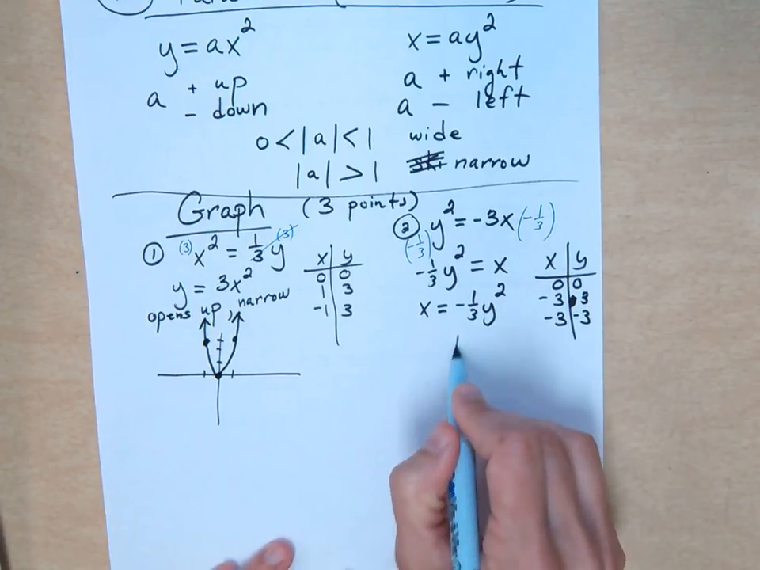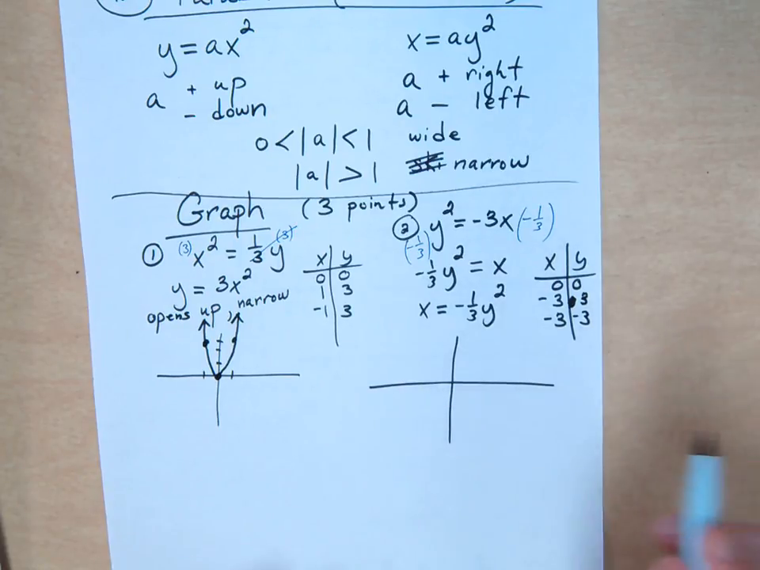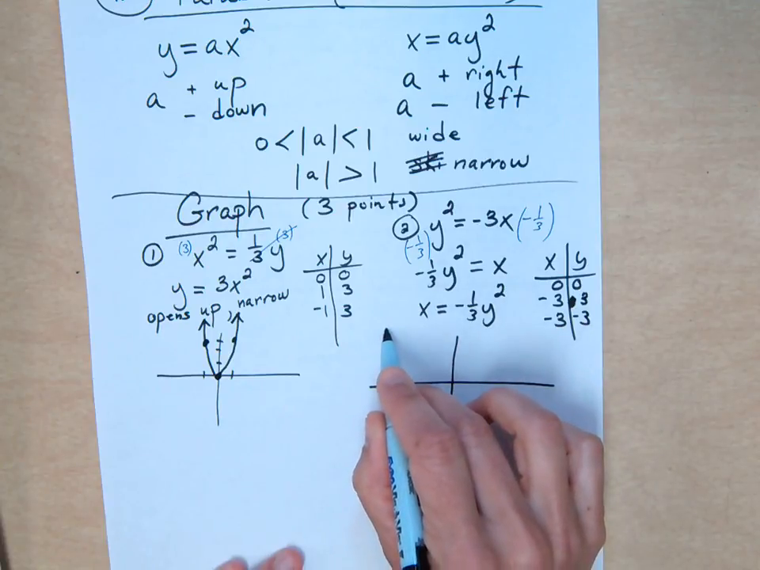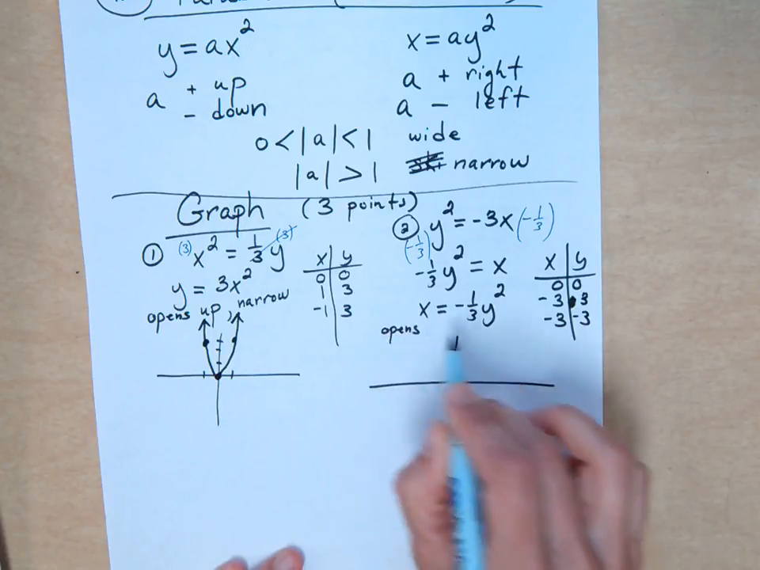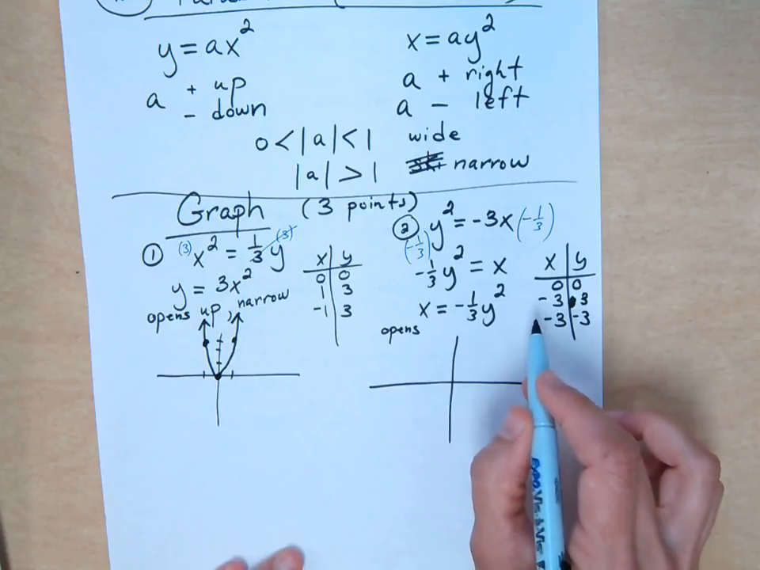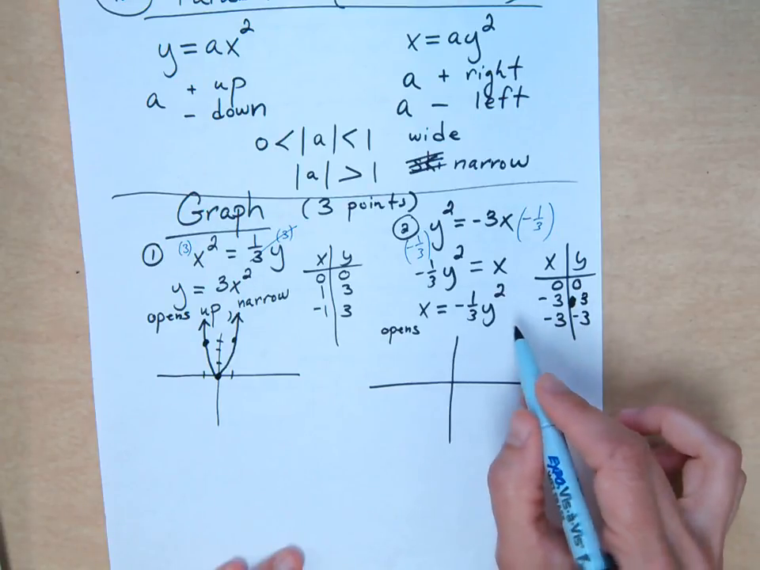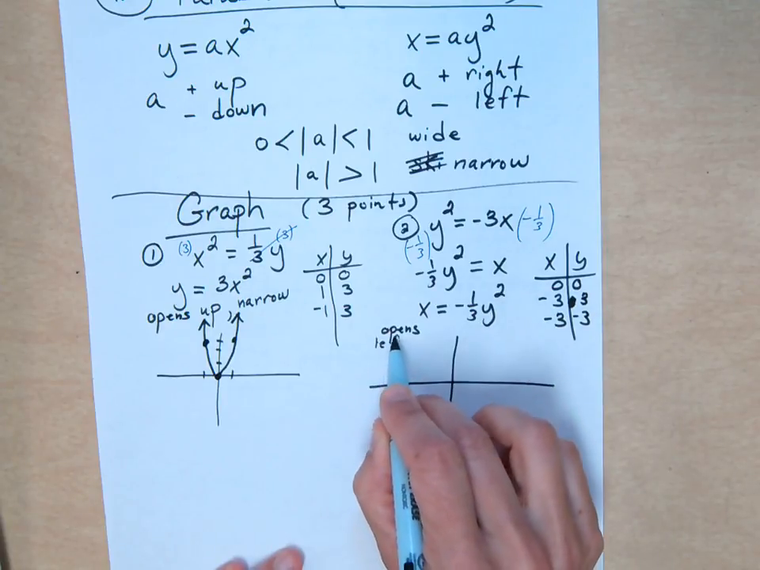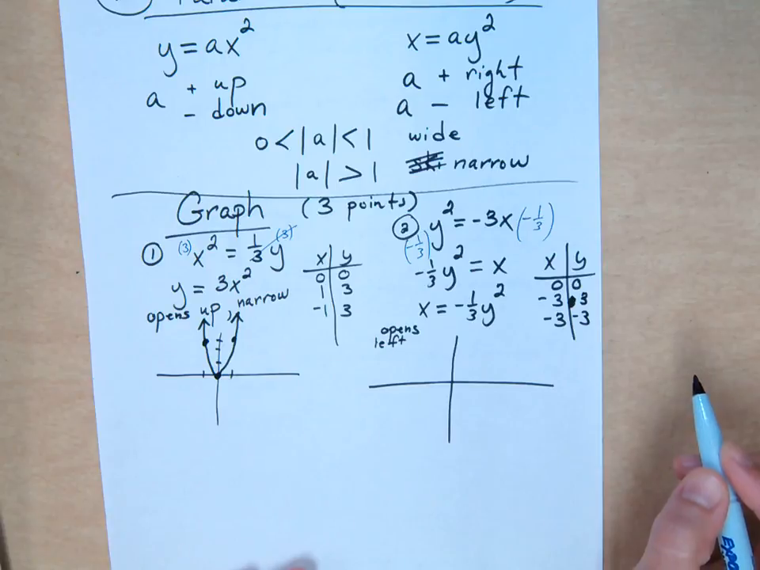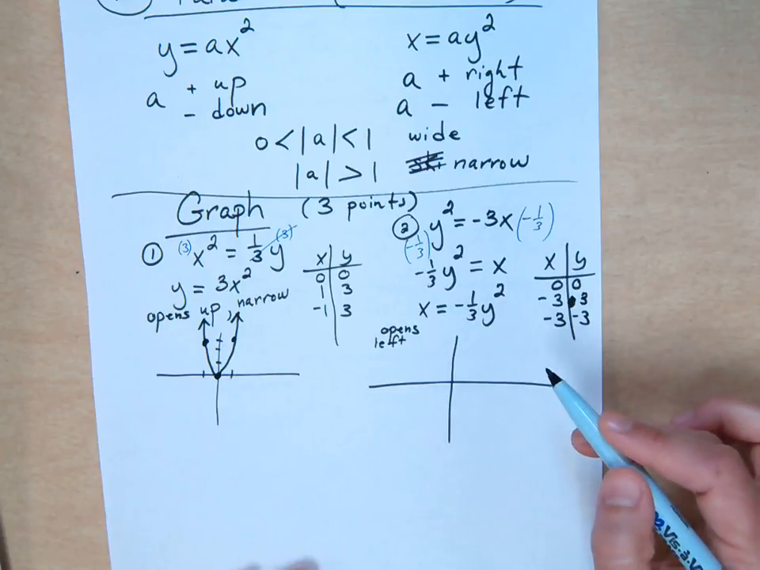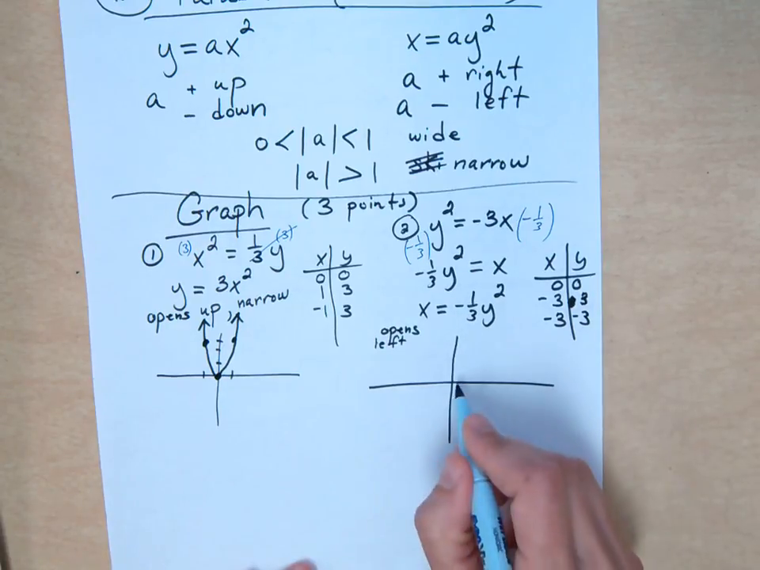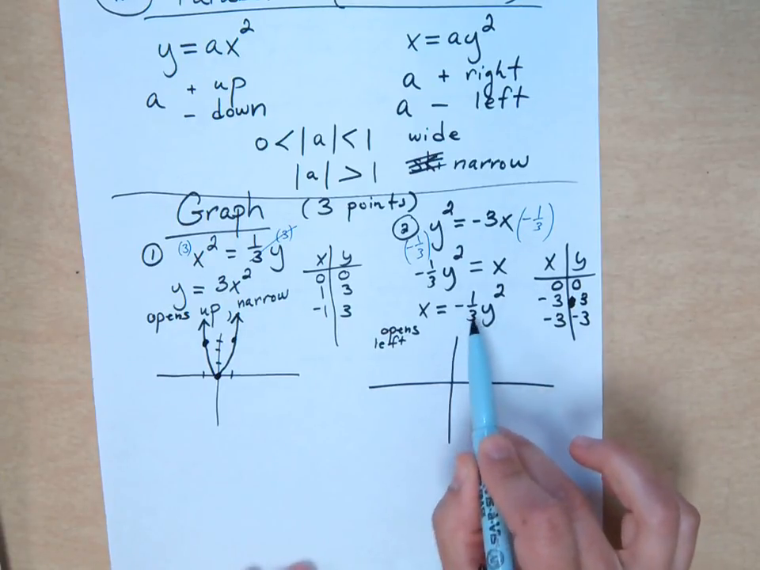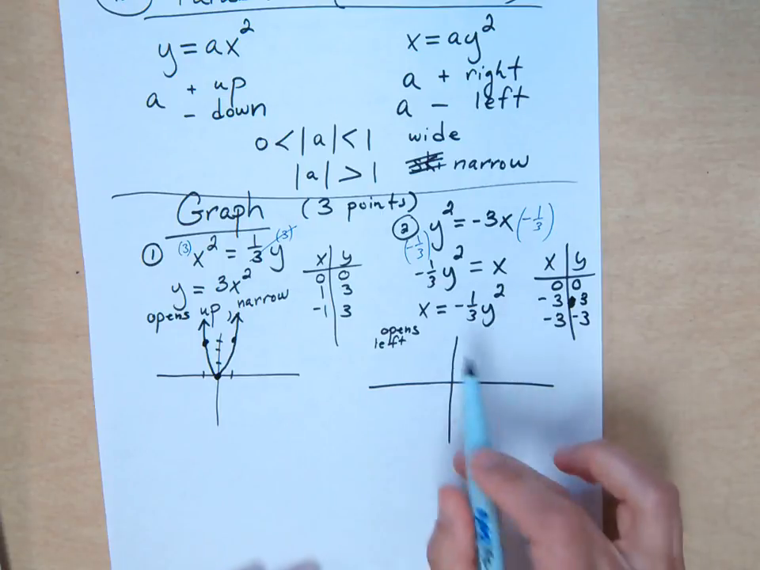So let's graph that. We know it opens to the which way? Before we even graph it, what do we know it opens to the? Remember it's right or left already because it's x equals y squared. So is it right or left? It's left because the a is negative. So we know it opens left. That's going to help us graph it. So let's plot these points. Oh, is it wide or narrow? Yeah, it's wider because 1/3 is a fraction between 0 and 1.